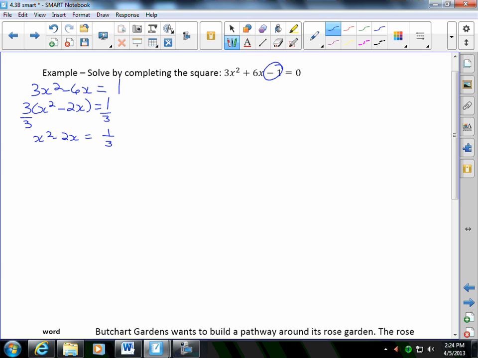Next part, complete the square. So my b is equal to negative 2. Negative 2 divided by 2, or half of it, is negative 1. Keep that. Squared is equal to 1. So I'm going to add 1 to both sides.